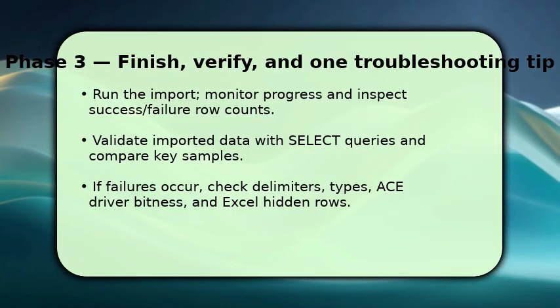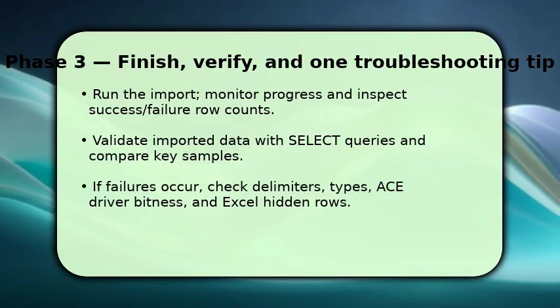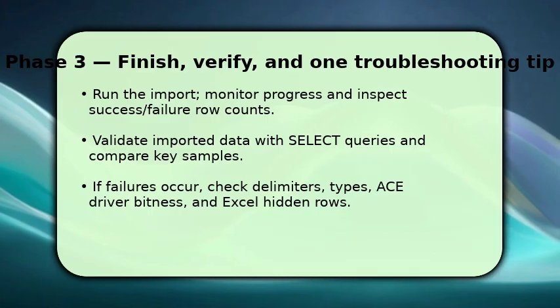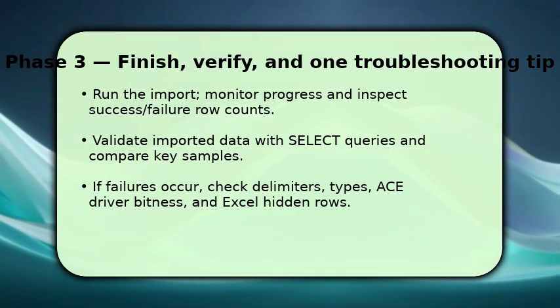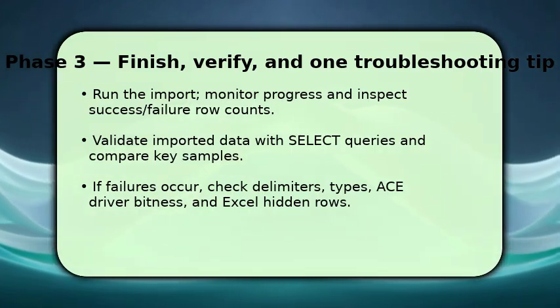If something fails, make sure the ACE driver bitness matches Excel, reopen the workbook to remove filters or hidden rows, and normalize problematic columns to plain text before retrying. If needed, rerun with a staging table, and apply conversions in T-SQL to finish cleanly.